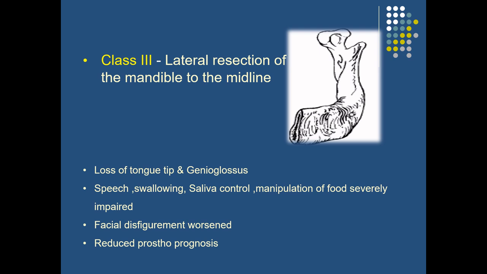The class 3 includes lateral resection of mandible up to the midline. So here the after effects will be more severe than class 1 and class 2. So the features include restricted tongue mobility due to loss of tip of the tongue and genioglossus muscle. Speech, swallowing, saliva control and manipulation of food will be severely impaired. Facial disfigurement is worsened, and disarticulation and reduction in the amount of basal bone reduces the prosthodontic prognosis.